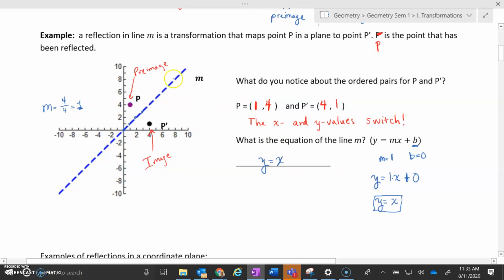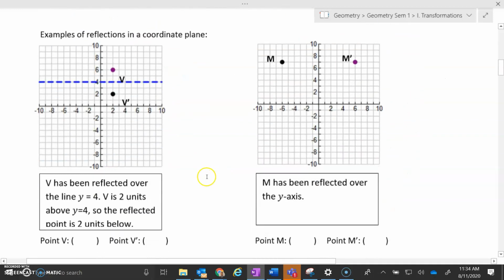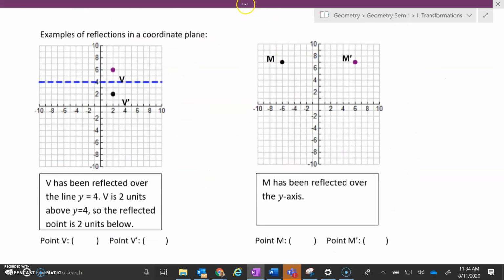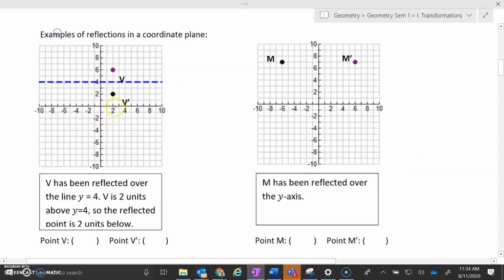So if the equation of the line of symmetry is y equals x, then all you do is switch the x and y values, okay? If y is equal to x, then it should be evident that that's all you have to do, switch them, because they're the same thing. But now let's look at some other reflections that are not over the line y equals x.